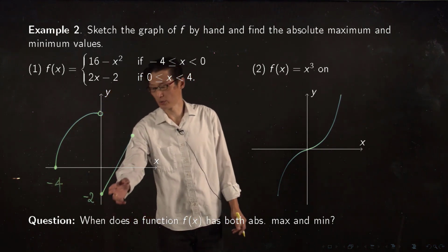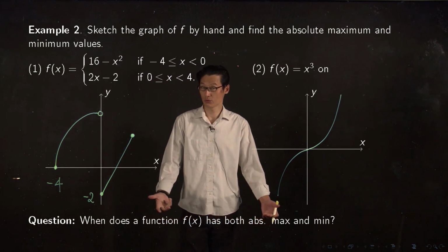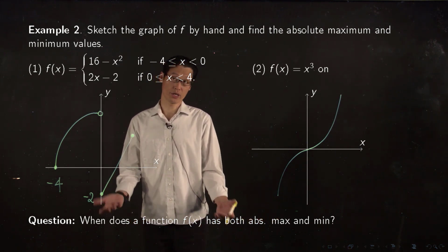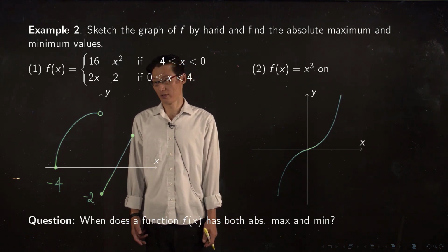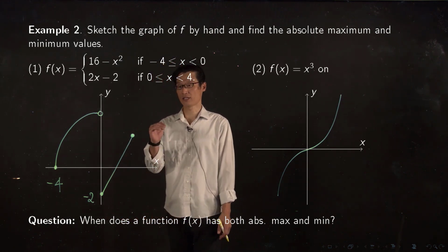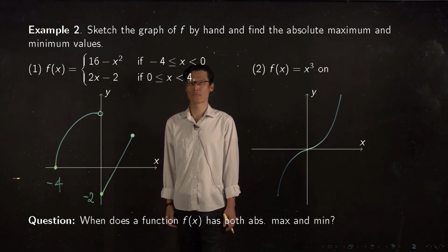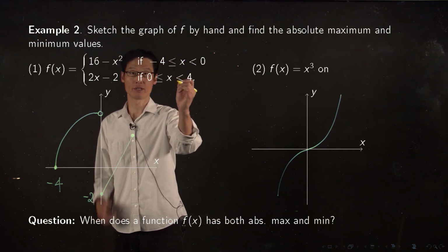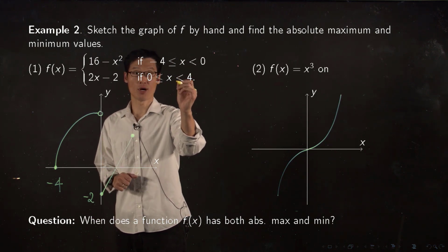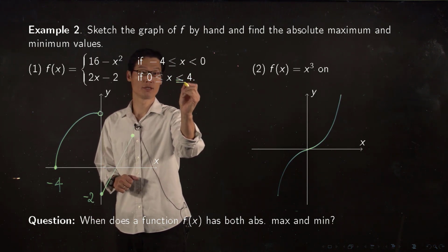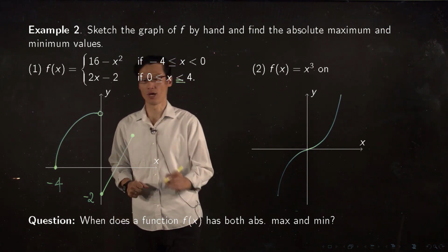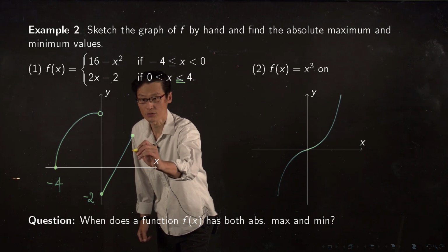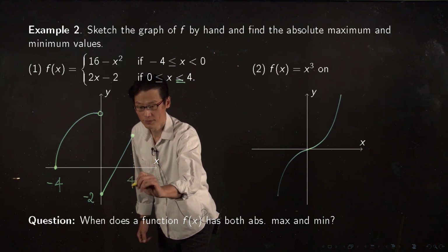And in the second interval, we have straight line, 2x minus 2. So the graph of f looks like this. And you want to tell whether the function has absolute maximum or absolute minimum. Here, let me change this condition a little bit. I'm adding equality symbol. x can be 4, so I'm putting dot for this value, x equals 4.